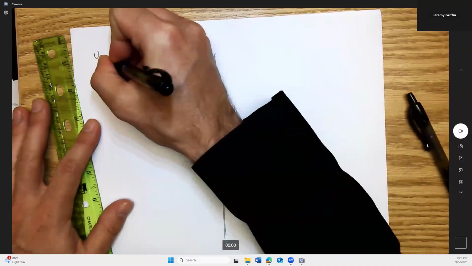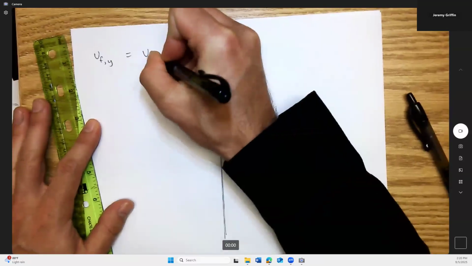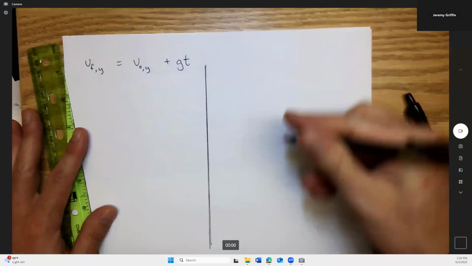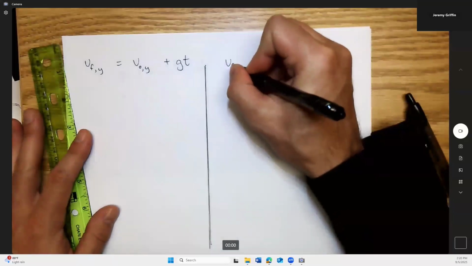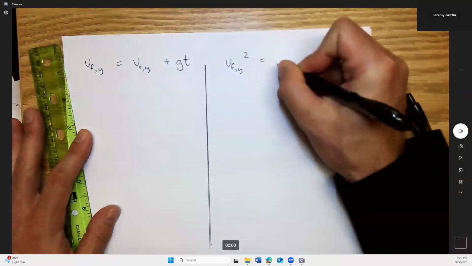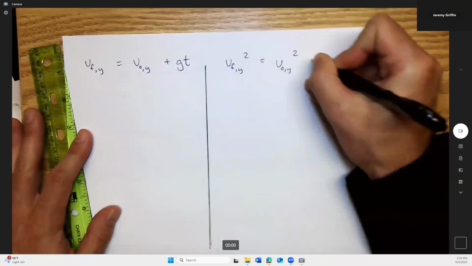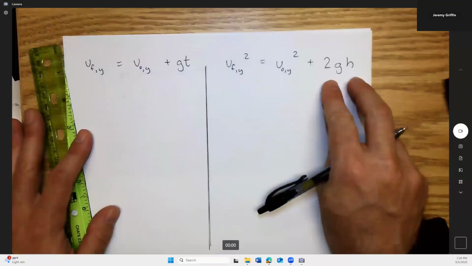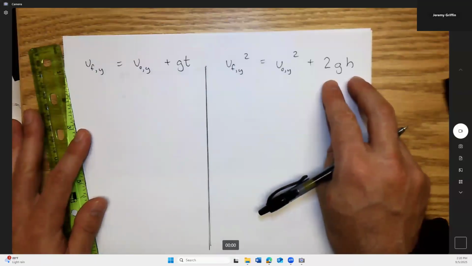So I could pick V final in the y direction equals V initial in the y direction plus GT. That's sort of a modified version of the second one. Or I could go V final in the y direction squared equals V initial in the y direction squared plus 2GH. Isn't that like 2AX? Right? 2GH. Same idea.